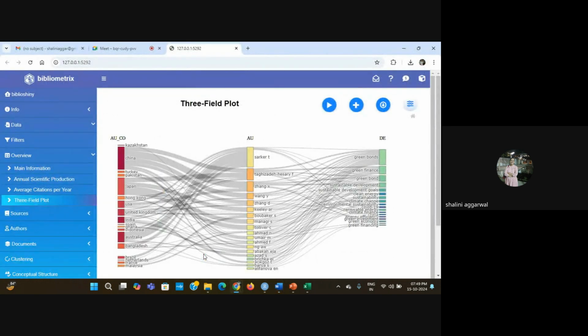I hope it is clear. Ma'am, what are the parameters that we have to consider in a three-field plot?